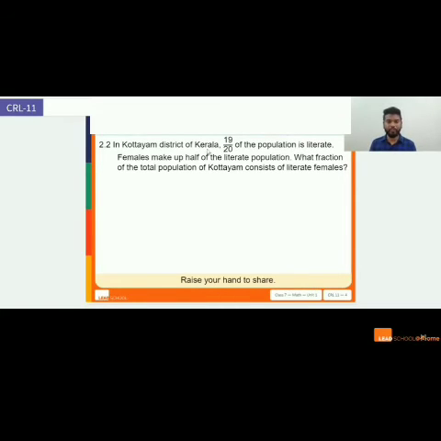In Kottayam district of Kerala, 19 over 20 of the population is literate. Females make up half of the literate population. What fraction of the total population of Kottayam consists of literate females? Now students, before you get confused, there are words used repeatedly just to confuse you. Do not worry about it.